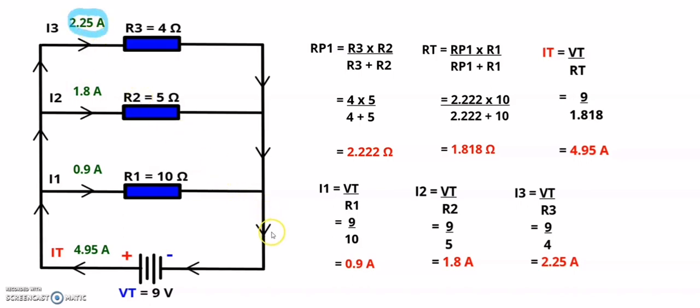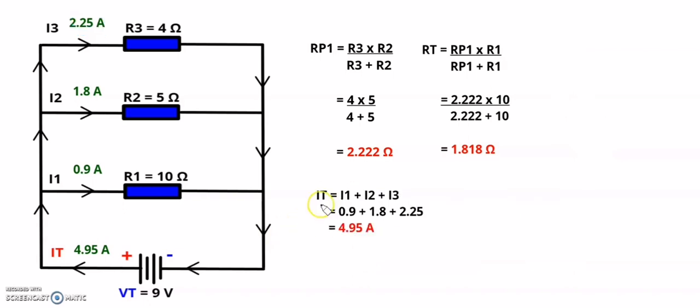I can now use Kirchhoff's current law to see if I actually worked correctly. Kirchhoff's current law says that my I total is equal to I1 plus I2 plus I3, which will give me a total value of 4.95 amps for this specific circuit. So if you're working with a circuit like this and you add up the currents which you have calculated in a parallel circuit, you need to get to the total current. Then only will you know that you have worked correctly.